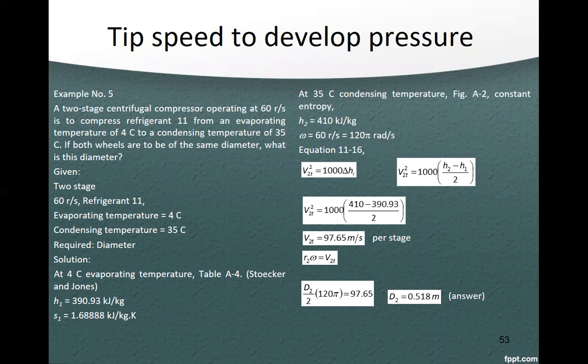So, P sub 2T squared is 1000 times 410 minus 390.93 divided by 2, is 97.65 meter per second per stage. So, R sub 2 times W is equal to P sub 2T. So, T2 over 2 times 125 is 97.65. The diameter T2 is equal to 0.518 meter. Or pwede mo gawing 518 mm.